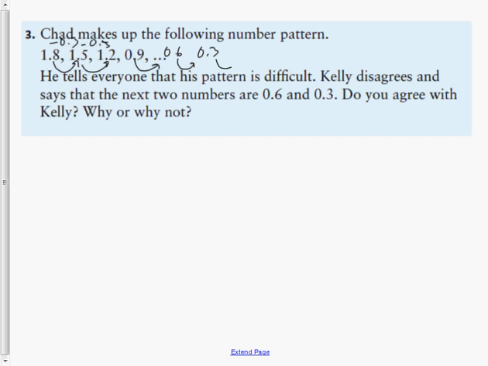And the last number would be 0. But if you tried to get the next number, you'd have to understand integers, and you have to know that the next number would be negative 0.3. So I guess technically it's a little bit difficult if you're not very good with negative numbers.